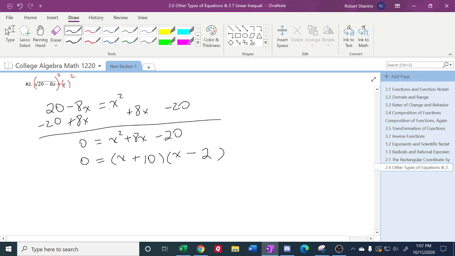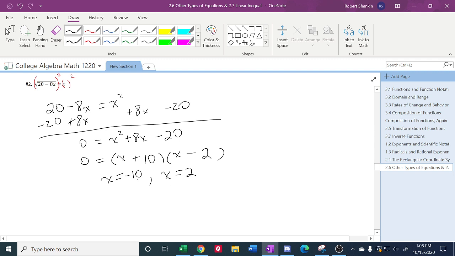So then, x will equal negative 10, because that will cause this to be 0. X is equal to positive 2. That will cause this to be 0.